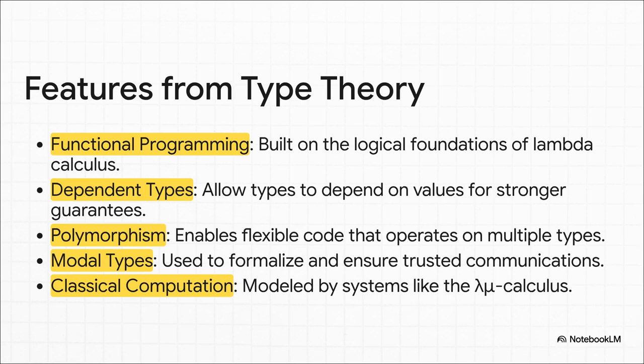And you can see its fingerprints everywhere. The entire paradigm of functional programming is built on this. You get advanced features like dependent types, which allow a program's type to check for, say, mathematical correctness. This means we can prove that bugs are absent before we even run the code. And even common things we take for granted, like polymorphism, code that can work on many different types of data, it all has its roots right here.